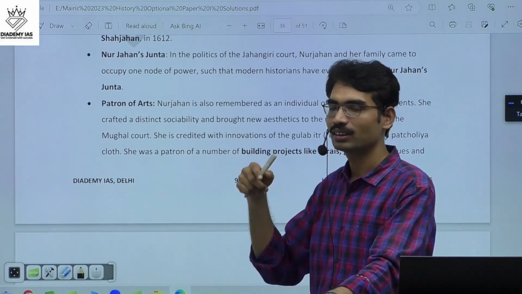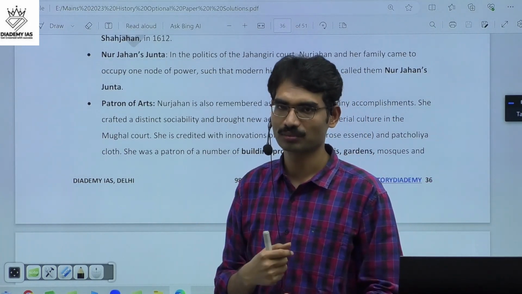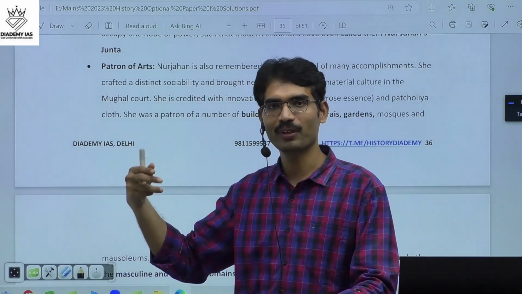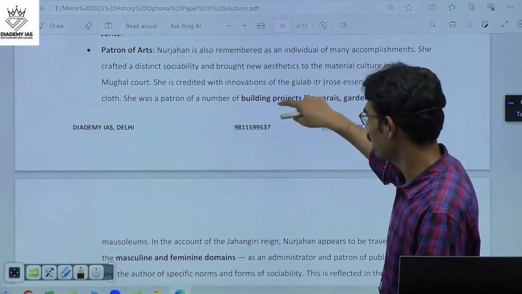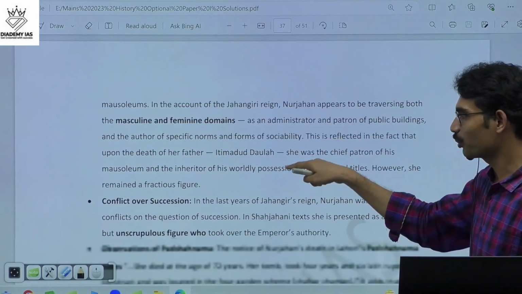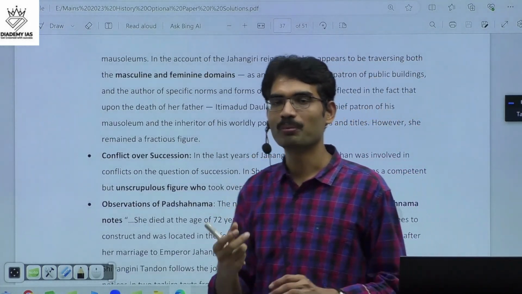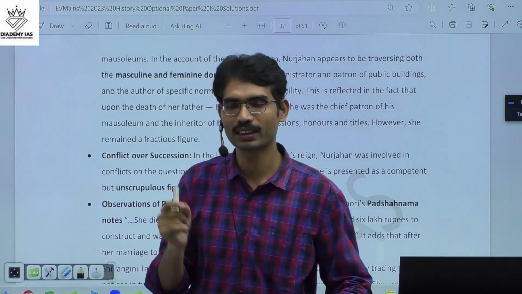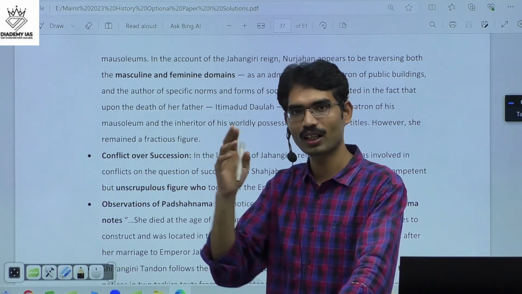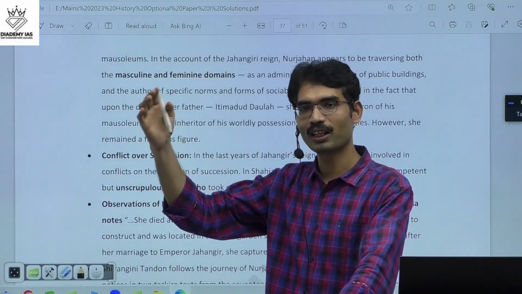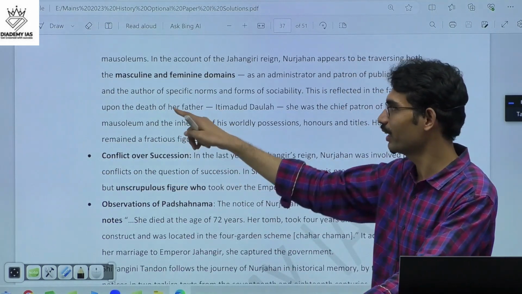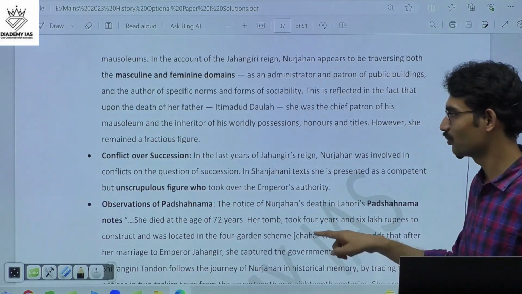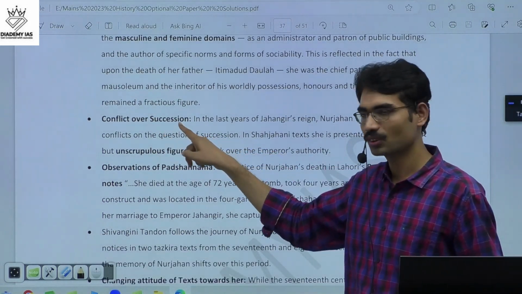In addition to power, she also contributed to the arts and fashion. Persian traditions became very common in India through her. She also contributed to the tomb construction for her father, Itimad-ud-Daula. That tomb is considered a precursor to the Taj Mahal, because the Taj Mahal design was already created in her father's tomb. So that contribution also you will find. Conflict over succession, you will mention it.